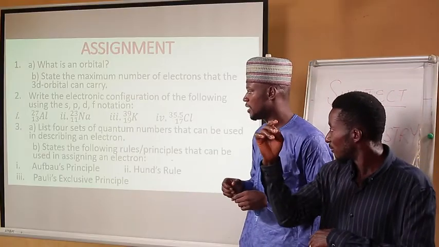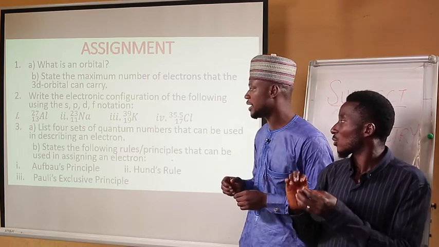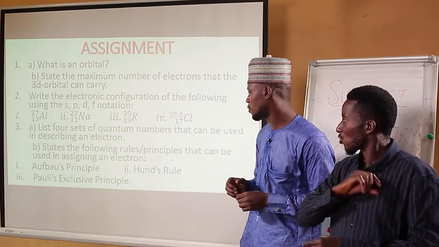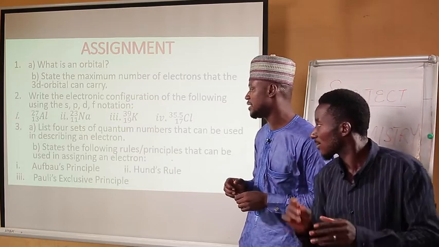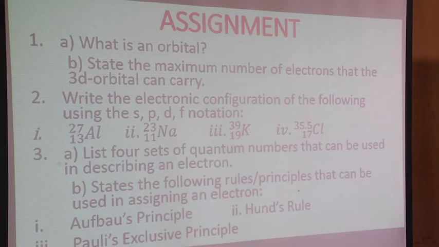Question 3a. List the 4 sets of quantum numbers that can be used in describing an electron. 3b. State the following rules or principles that can be used in assigning an electron: 1, Aufbau principle. 2, Hund's rule. And 3, Pauli's exclusion principle.